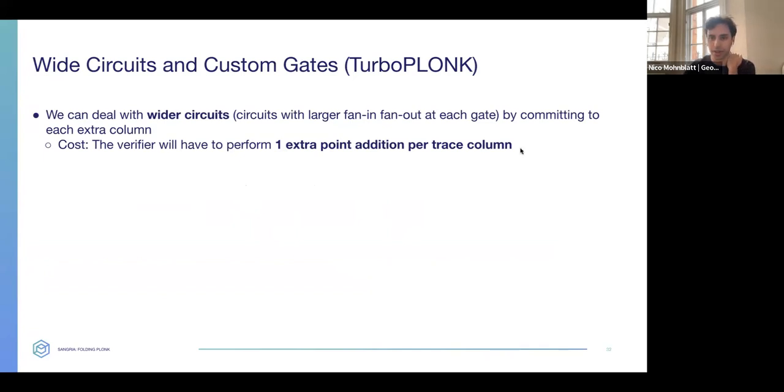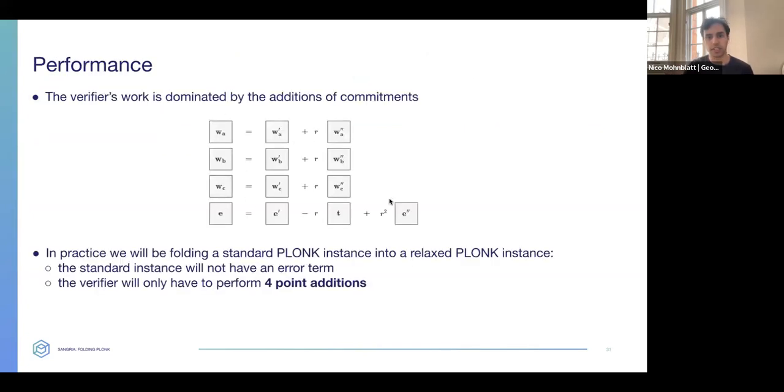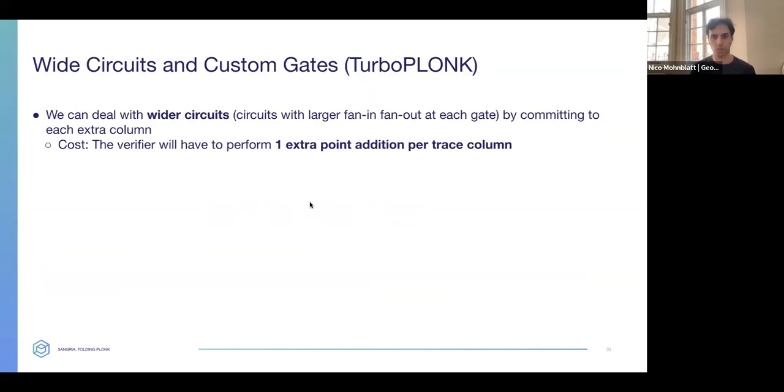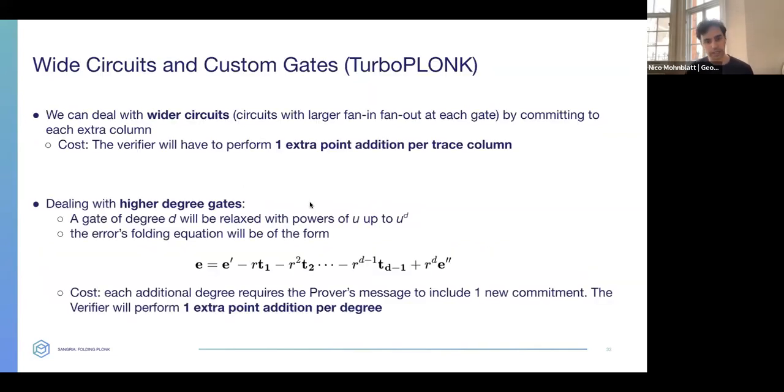So now we're getting to what you're asking. With wider circuits, you'll have more columns, therefore you'll have more witness commitments. And so if we go back here, you'll have like a D column and you'll have a new commitment and a new addition. So it's one more addition per column.